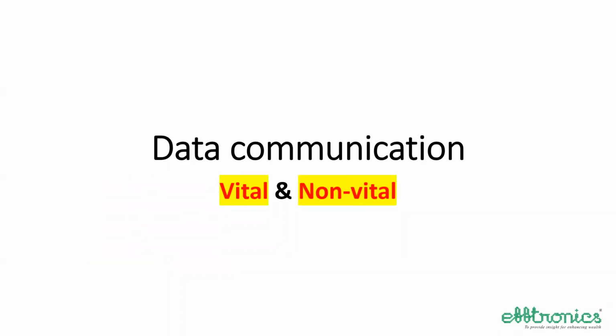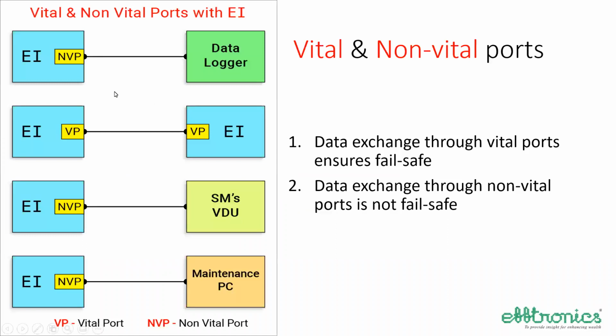Data communication takes place in two ways, depending on the data type: vital and non-vital. For example, an electronic interlocking giving its internal data of the state of change of the signaling elements to a data logger is non-vital, so it is given through a non-vital port. If two electronic interlockings are connected by a port, like distributed electronic interlocking, they are connected to the vital port. Physically the port may be the same, but the data exchange is taking place with safety critical norms. For example, the same electronic interlocking connection to its SMS VDU or the maintenance PC are all non-vital ports.